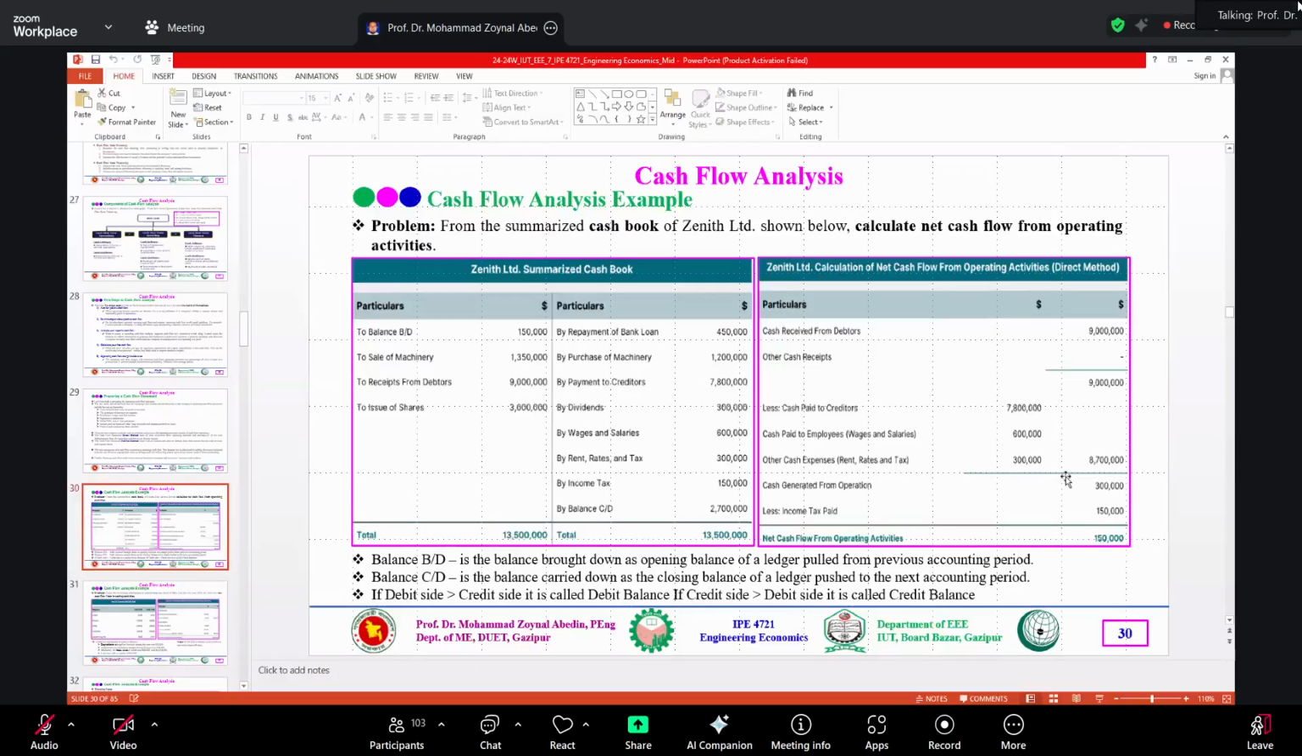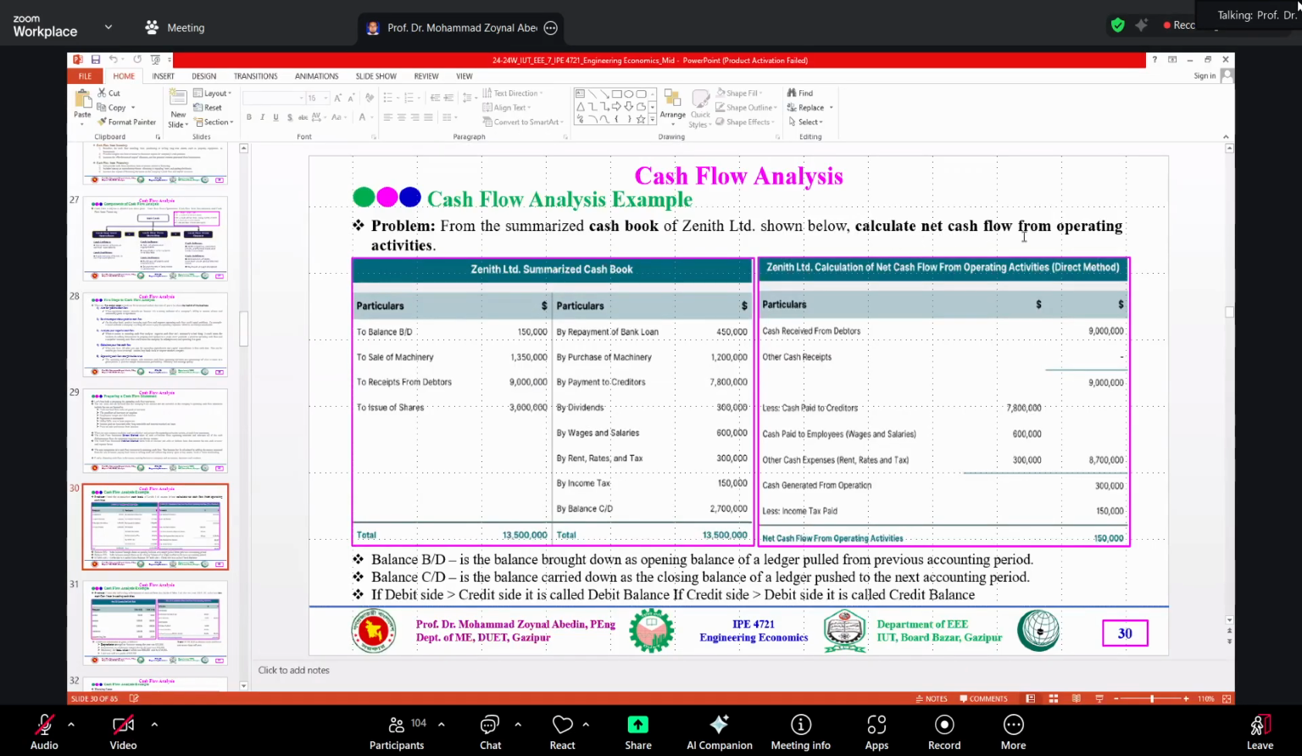Now, a problem, a mathematical problem, a cash flow analysis example. The problem is from the summarized cash book of Zenith Limited, shown below. You can see the particulars and total money. This is the credit side, this is the debit side, for the Zenith Limited company.